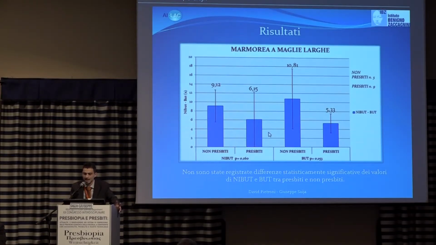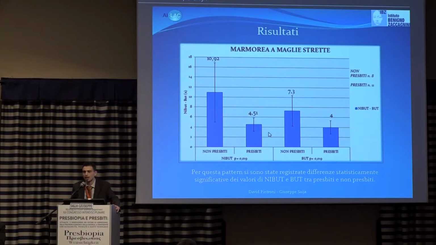On average, NIBUT and BUT are reduced in presbyopes, but this reduction is not statistically significant. In the small link marble-like pattern, the NIBUT and the BUT values were lower in presbyopes. This reduction was statistically significant. One must also say that it can be regarded as significant also from the clinical standpoint.